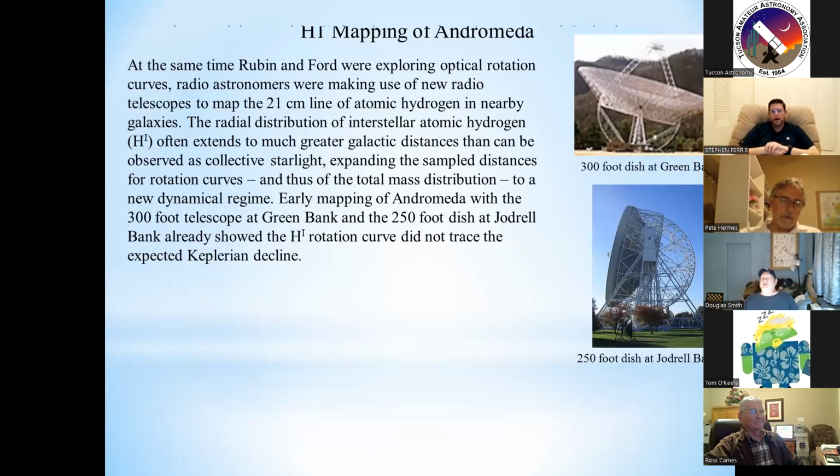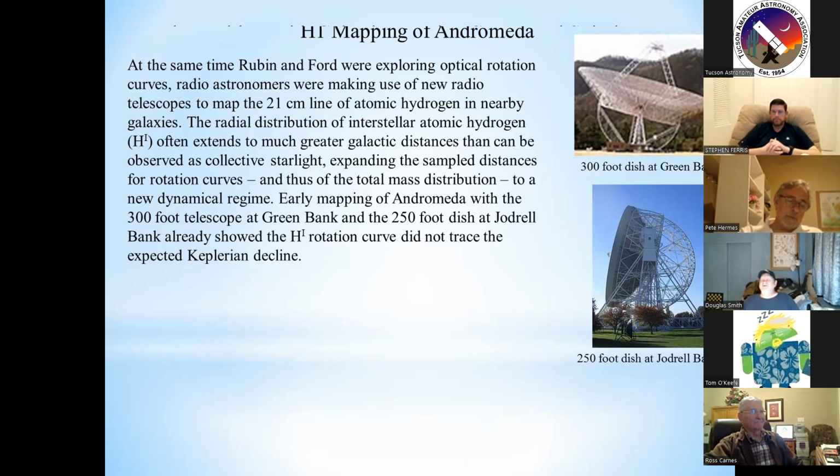At the time that Rubin and Ford were doing their work, the radio astronomers were starting to use some of the larger instruments. You had a brand new 300-foot radio telescope that had been built at Green Bank in West Virginia, and a nice 250-foot radio dish that had just been constructed at Jodrell Bank in England, and both these dishes were used to map the 21 centimeter line in nearby galaxies. They found that the radial distribution of the atomic hydrogen extends way beyond what you can see visually for a galaxy, and therefore they could measure rotation curves much farther out from the center of the galaxy than just looking at the visual components. And so they were able to expand on their measurements of the rotation curves of nearby galaxies.